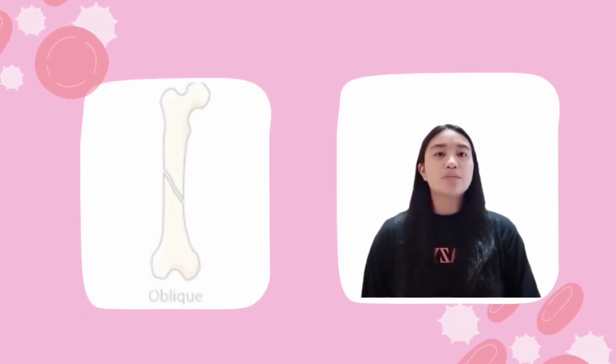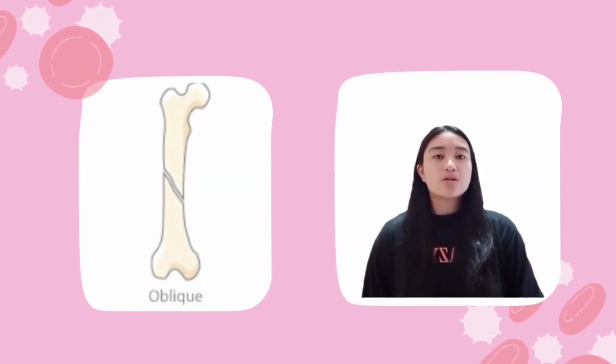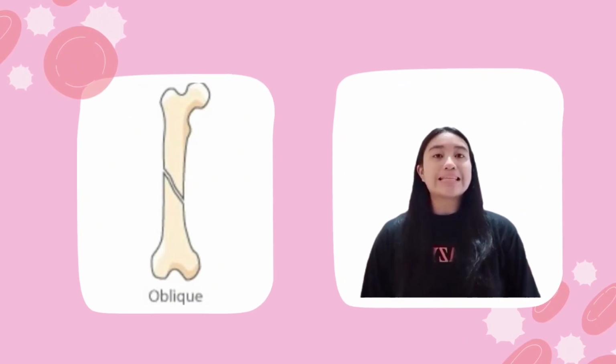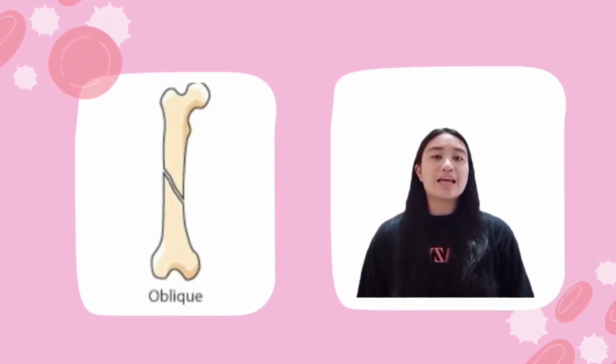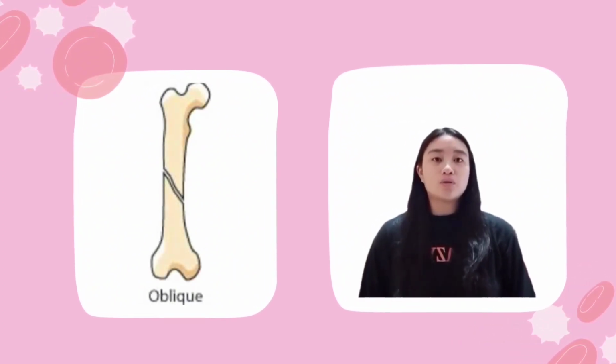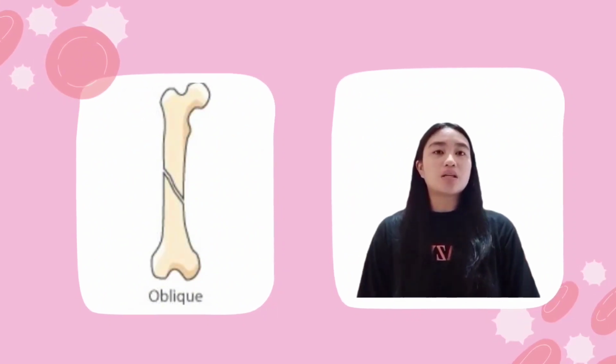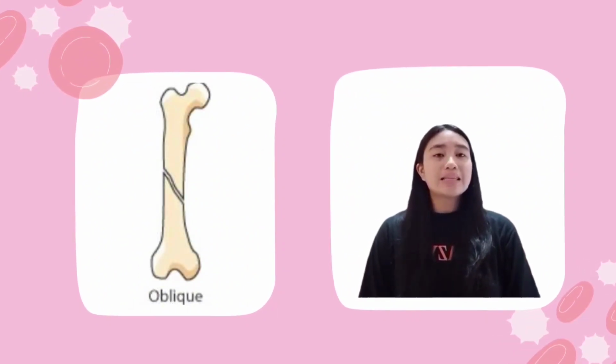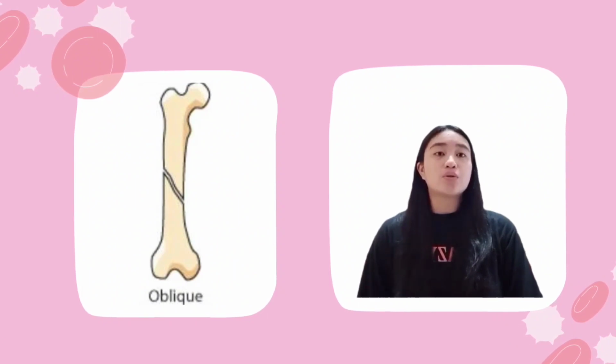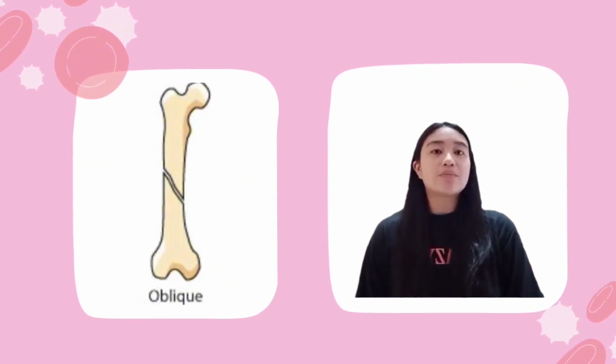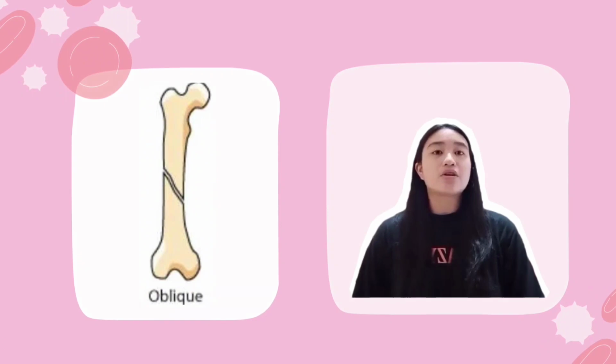Next, we have oblique fractures. It occurs when your bone is broken at an angle, across the width of your bone. They are usually caused by landing on your bone at an angle after a fall, or when your bone is hit suddenly from an angle, like in a car accident.